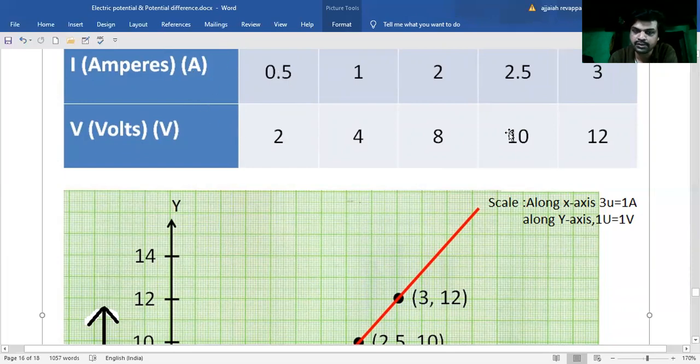So when I increase the potential difference by equal amounts, the current also increases at the same rate: 0.5, 1, 2, 2.5. Because see here, 4 to 8, there is a 4 volts increase. The voltage is increased by 4 volts here. From 2 to 4, it is only 2 volts. 8 to 10, again only 2 volts. Therefore this sudden shift here.